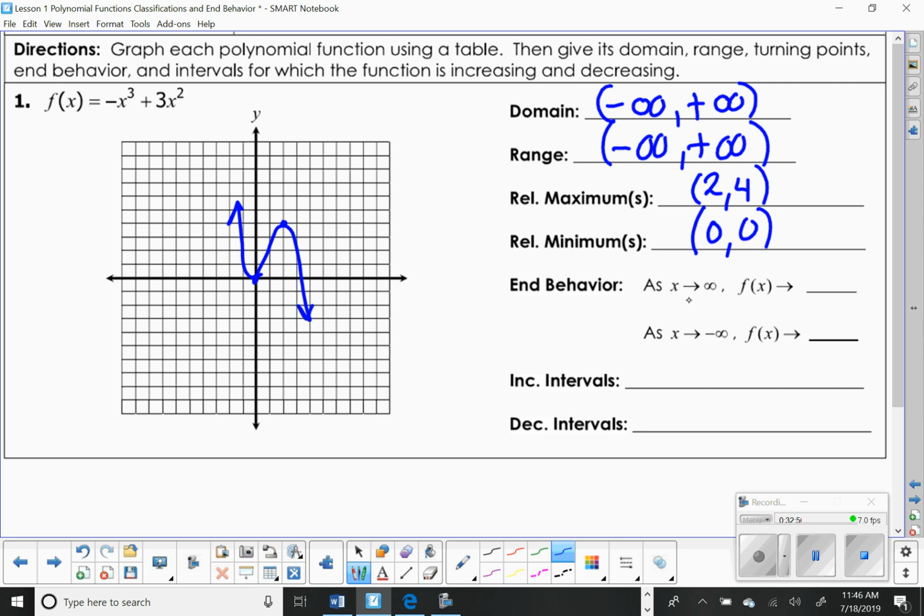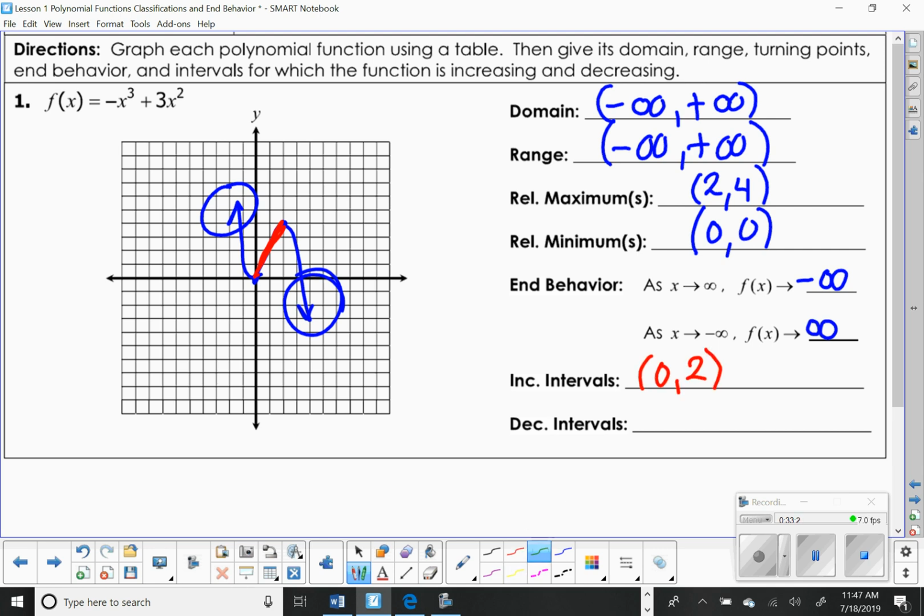The end behavior as x approaches positive infinity, that's this guy over here, y is approaching negative infinity. As x approaches negative infinity, that's this side, what is y doing? He's approaching positive infinity. My increasing intervals, that's where y is going up, left to right. The x values over which that occurs are from 0 to 2.